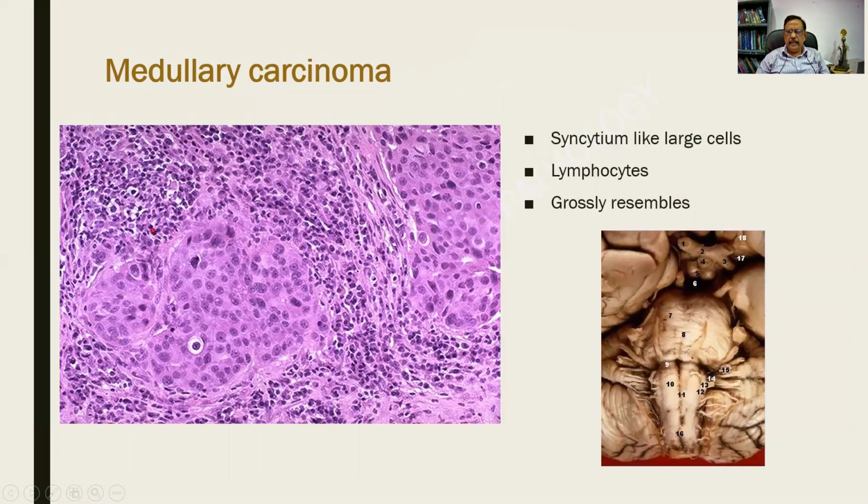This is a medullary carcinoma, a little difficult in the sense, but I find a large nest of cells which are almost joined together. They say that it is syncytium-like, large cells, and it is surrounded by lymphocytes. Are you able to see the small dark cells throughout? They are the lymphocytes. And the tumor grossly resembles the medulla oblongata, and hence the name medullary carcinoma.